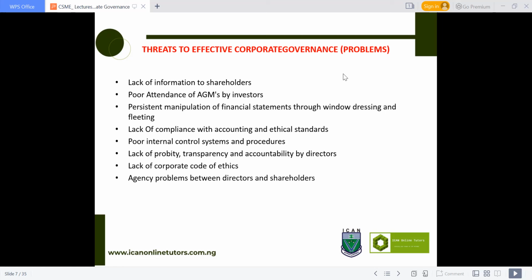So these are some of the trends that, if they are present, corporate governance is not going to be effective. Lack of information to your shareholders, poor attendance of the AGM by the investor, manipulation of your financial statement, non-compliance with accounting and ethical standards, poor internal control.